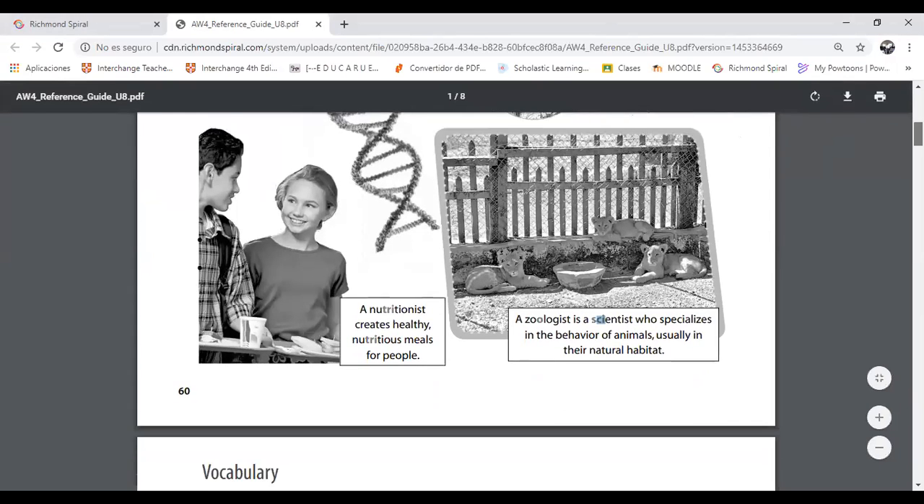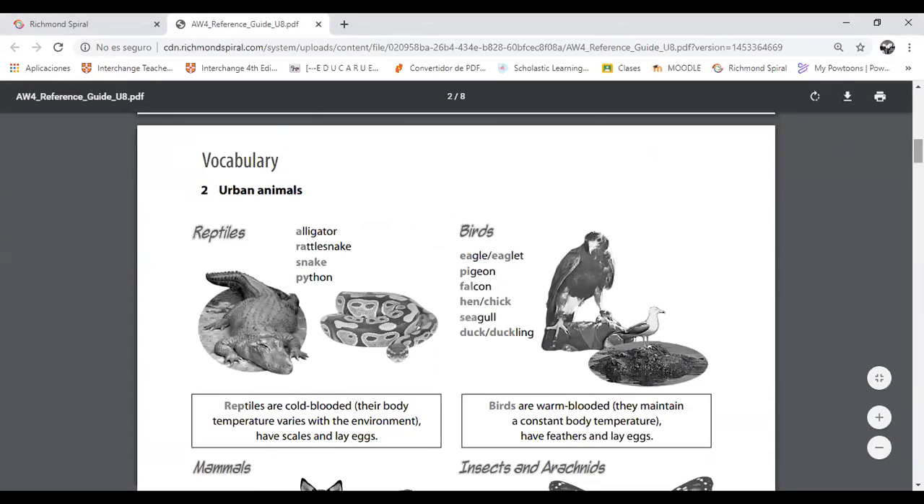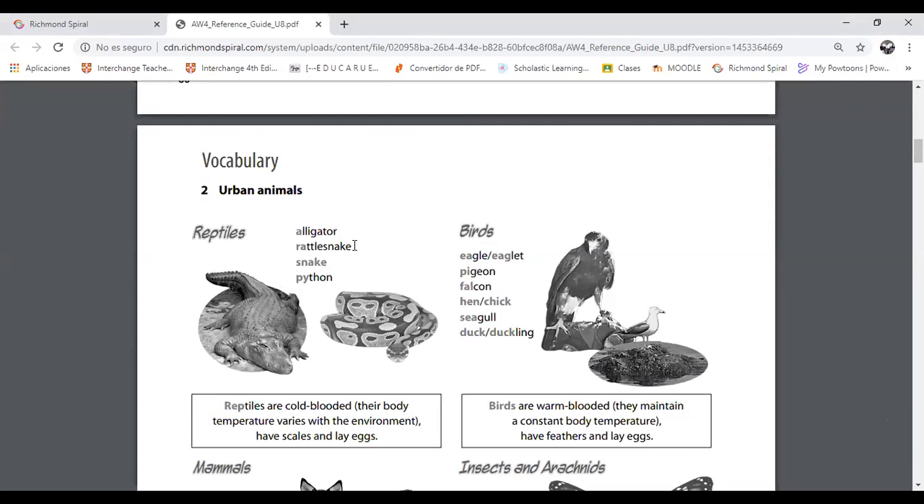Let's continue. Now, vocabulary. Animals. And we're going to start with reptiles. And we have alligator, rattlesnake, snake, python. Now, birds. Eagle, eaglet, pigeon, falcon, hen, chick, seagull, duck, duckling. Okay?